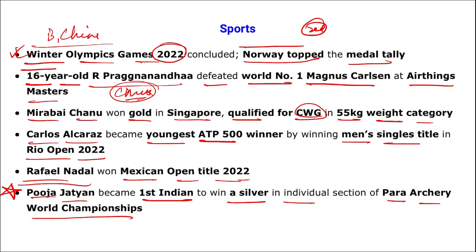Okay, now I'll give you a homework. Tell me from which state Pooja Jatyan belongs to. Alright, she became the first Indian to win a silver in the individual section of Para Archery World Championship.